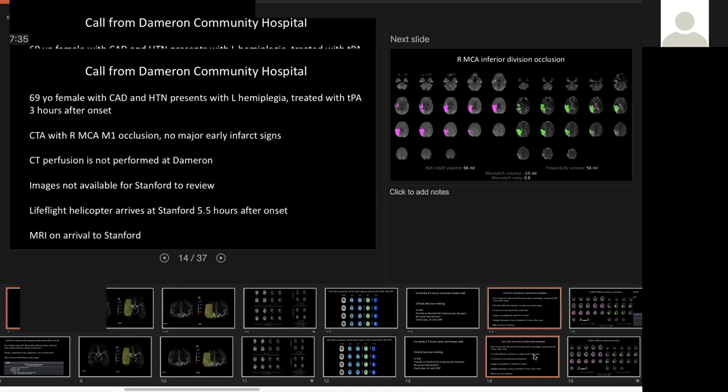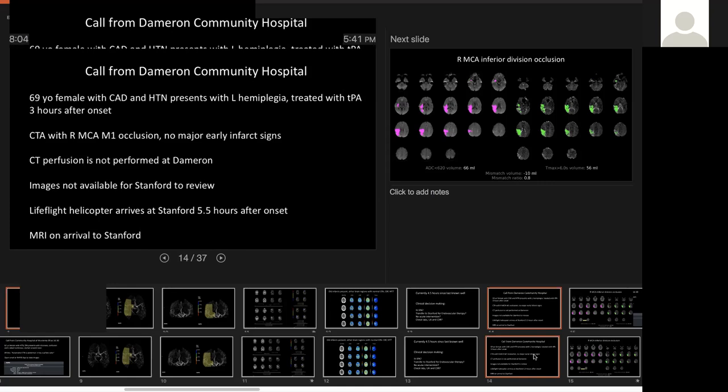Okay, here is another community hospital that we work with, which is not as sophisticated with their imaging. They don't do CT perfusion, they don't have RAPID, we can't get their images, so we have to just listen to what they tell us. So this is a 69-year-old female with coronary artery disease and hypertension. She presents with left hemiplegia, and they treat her with TPA because she comes in within 3 hours of symptom onset. She still has the left hemiplegia.